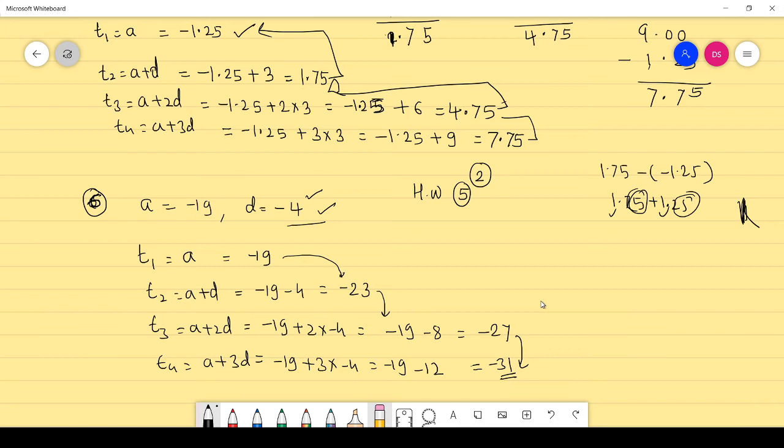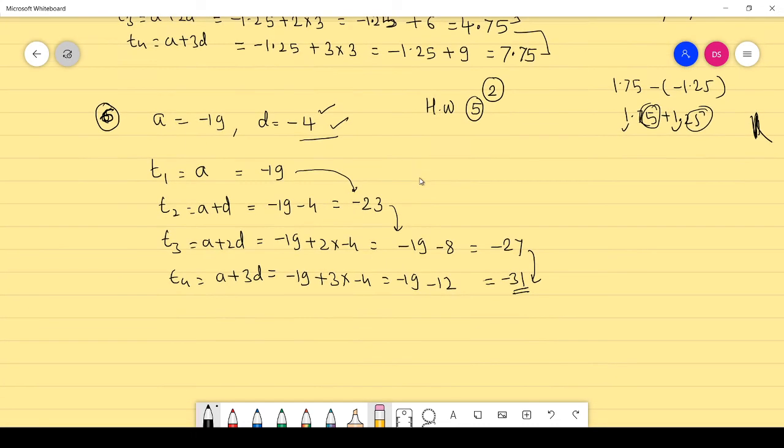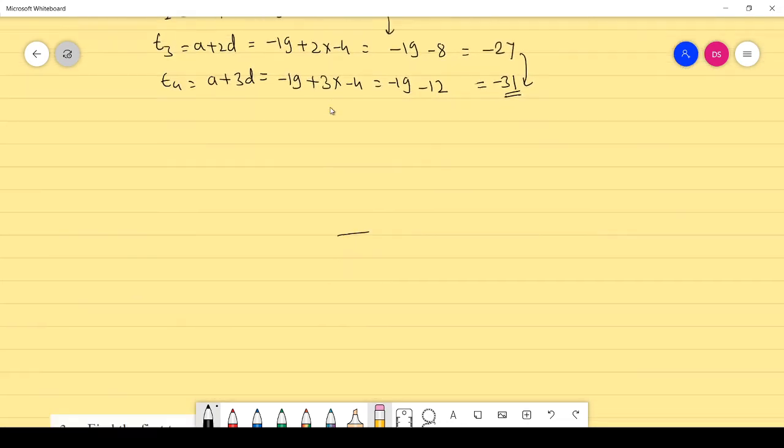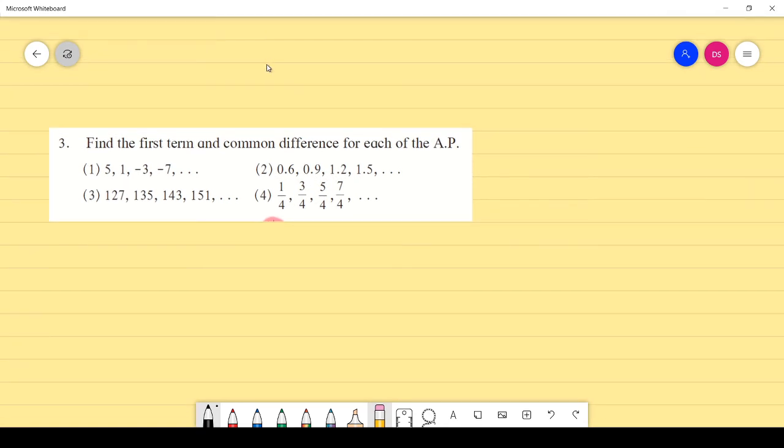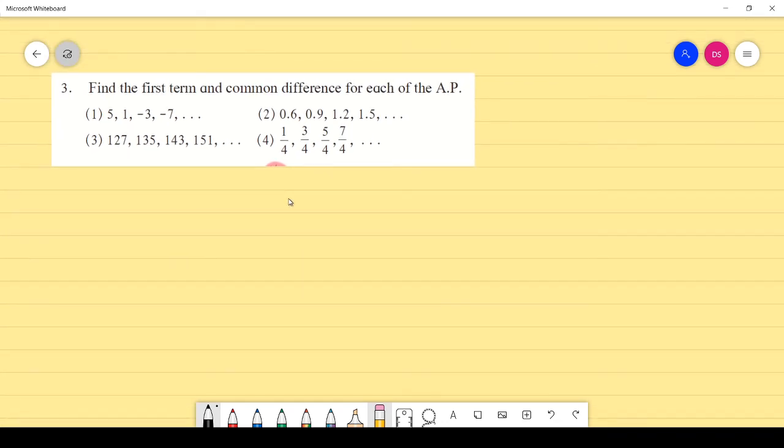Let's solve the last question, because this is the sixth example of question number 2, right? Let's solve the next question, that is the third question. Now what is the third question? Let's go for it, right? Find the first term and the common difference for each of the following. In the last example, they give you the first term and common difference.